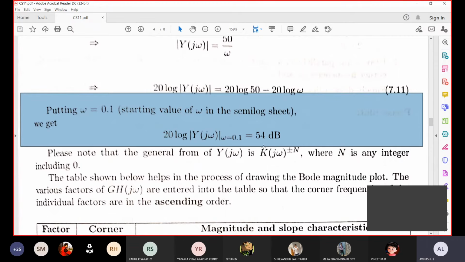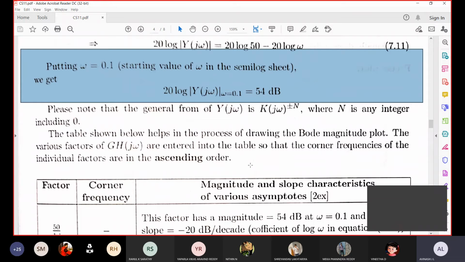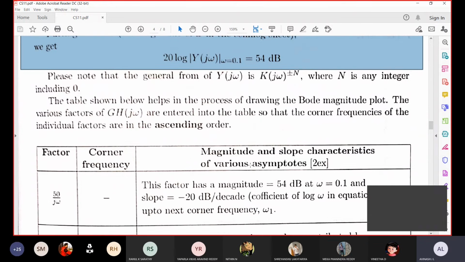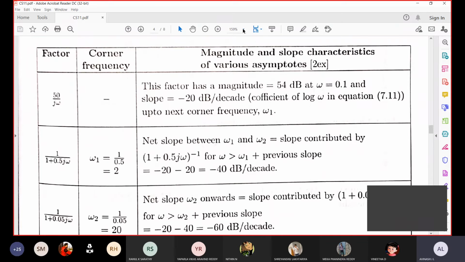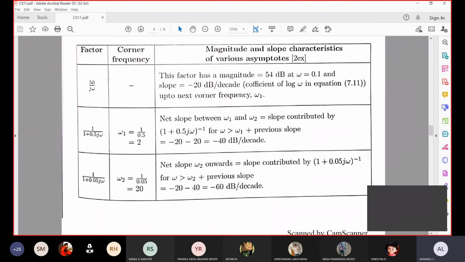So once we do this particular process, 54 dB. Now, as I told you, we will be plotting the magnitude curve. So the magnitude table we will plot. Once we are plotting the magnitude plot, I told you that three columns have to be made. What are the three columns?